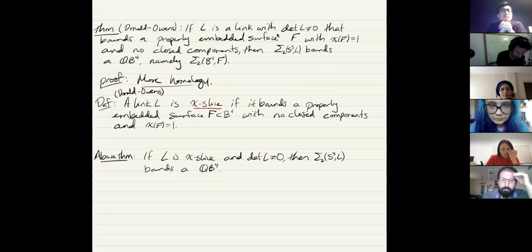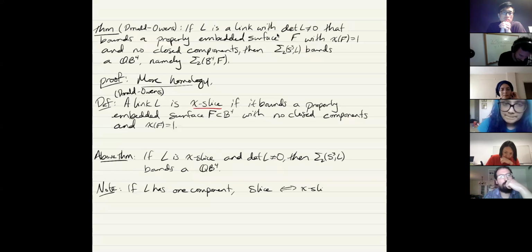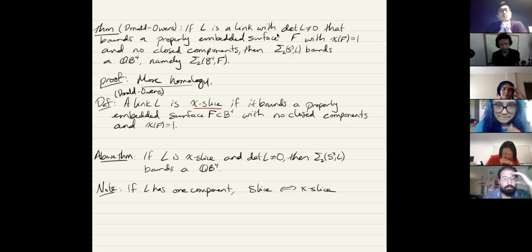All right, so a couple of notes to make about this. The first one is that this is a generalization of sliceness, like I said. If L has one component, then sliceness is the same thing as chi-sliceness. If you have one component, you're just a knot. The only surface with Euler characteristic 1 with one boundary component is the disk. So chi-slice is the same thing as slice.